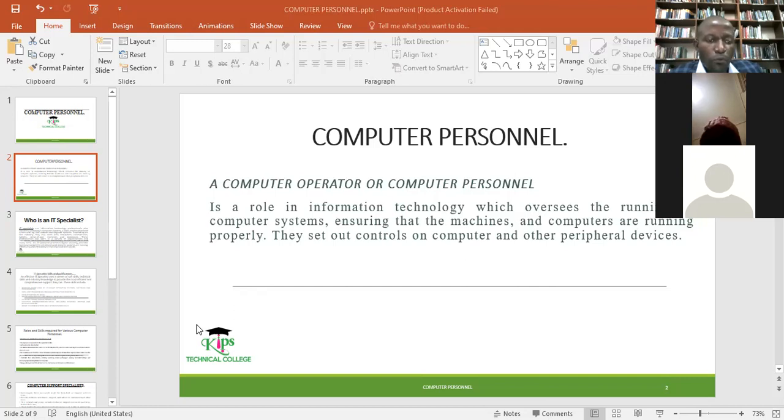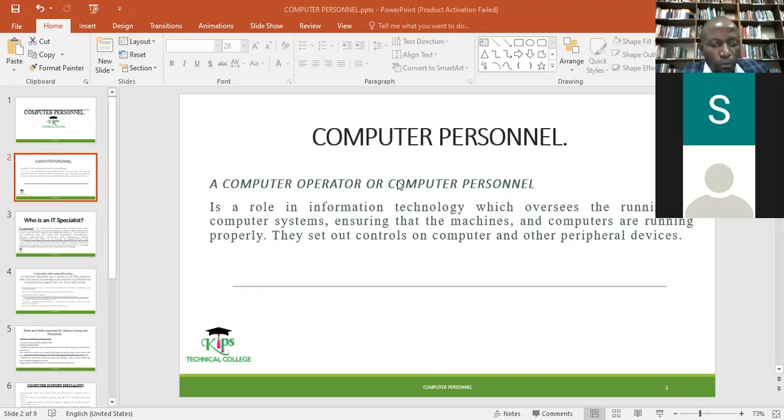A computer system, of course, cannot work without things like hardware and software. And so apart from the hardware components, when you talk about the computer peripherals, we're also referring to other components like the printers. So this is very, very important for you to know.